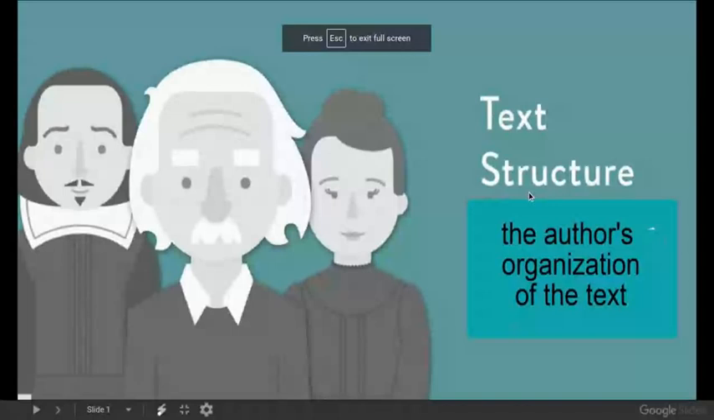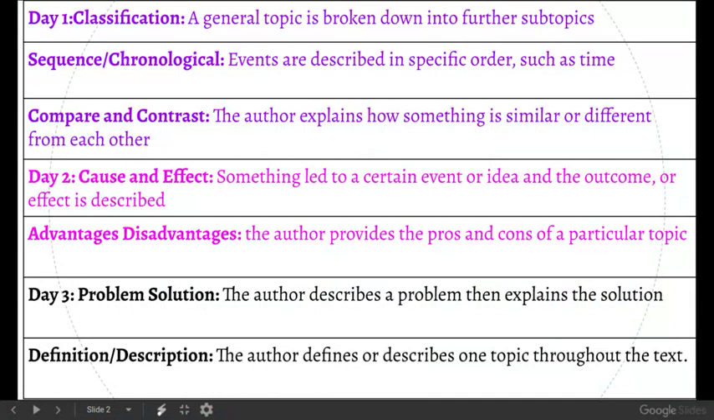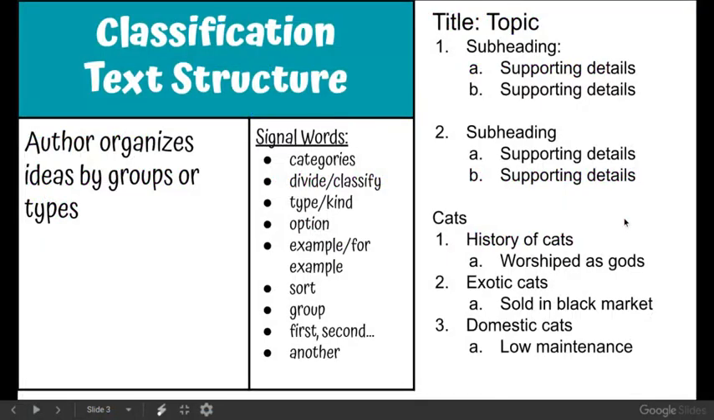Text structure is the way the author organizes his or her text. And so I have mapped it out for you. Today we'll be doing these 3, tomorrow these 2, and then day 3 will be the following 2. The first text structure is called classification. You guys are all aware of this.